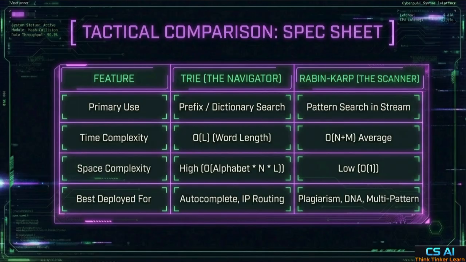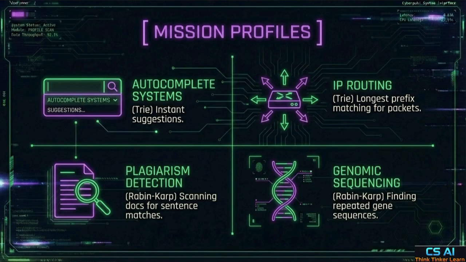Rabin-Karp, which is our scanner, is a tool for pattern searching in a continuous stream. It uses almost no extra space, O(1), and it is perfect for searching for multiple patterns at once by storing their hashes in a set. It is the champion of plagiarism detection and DNA analysis. If the problem involves prefixes, reach for the Trie. If the problem involves finding a needle in a haystack, or contiguous substrings, reach for the Rabin-Karp. Understanding this tactical difference is what makes you a master of string algorithms.